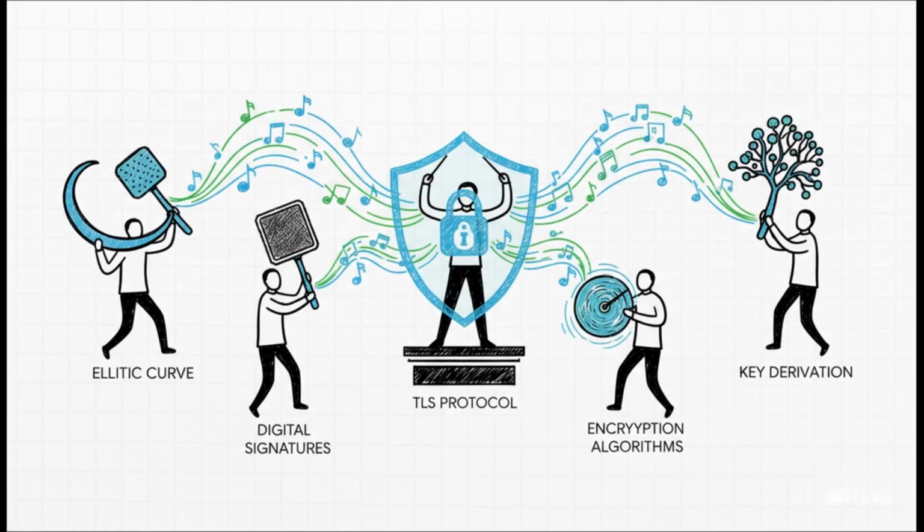When you step back and look at it, you realize it's not just one single thing making you safe. It's a whole symphony of cryptographic parts. You've got elliptic curves for the key exchange, digital signatures for authentication, super fast encryption for the data itself, all of it working in perfect harmony to protect you.